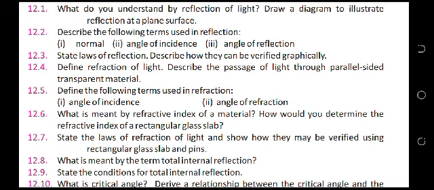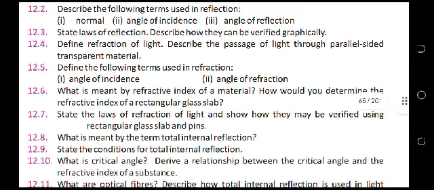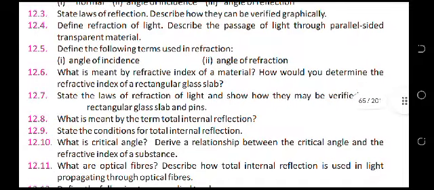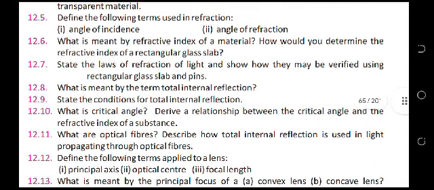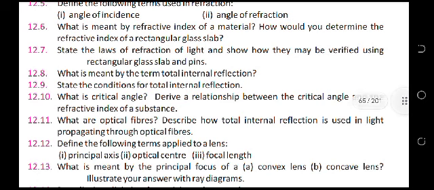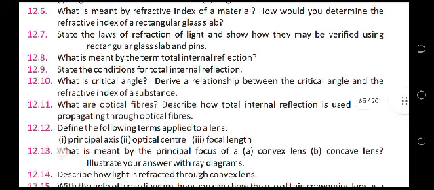Define refraction of light. Describe the passage of light through a parallel-sided transparent material. Define the following terms used in refraction: angle of incidence, angle of refraction. What is meant by the refractive index of a material? How would you determine the refractive index of a rectangular glass slab? State the laws of refraction of light and show how they may be verified using a rectangular glass slab and pins. What is meant by the term total internal reflection?